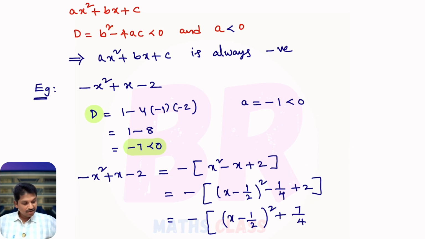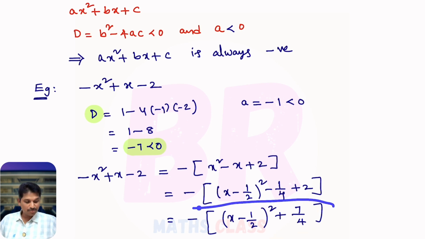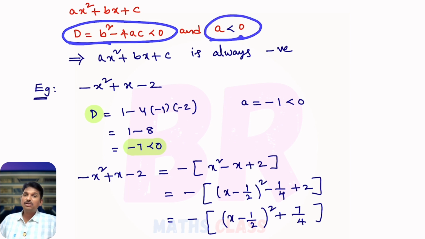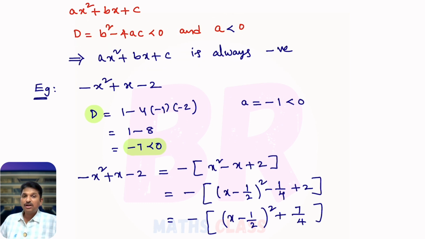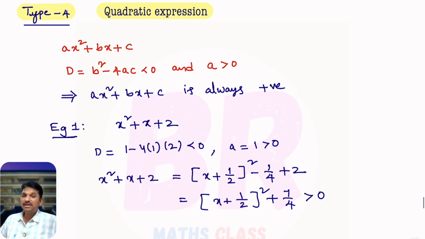Okay, and you observe this, this is clearly positive, right? Here minus sign is there. As minus sign is there, this whole expression will become negative. No need to do like this every time. Whenever you identify the quadratic expression ax square plus bx plus c, you identified that discriminant is less than 0 and x square coefficient is negative, in that case, this expression is always negative. Now we do one problem based on this quadratic inequality.